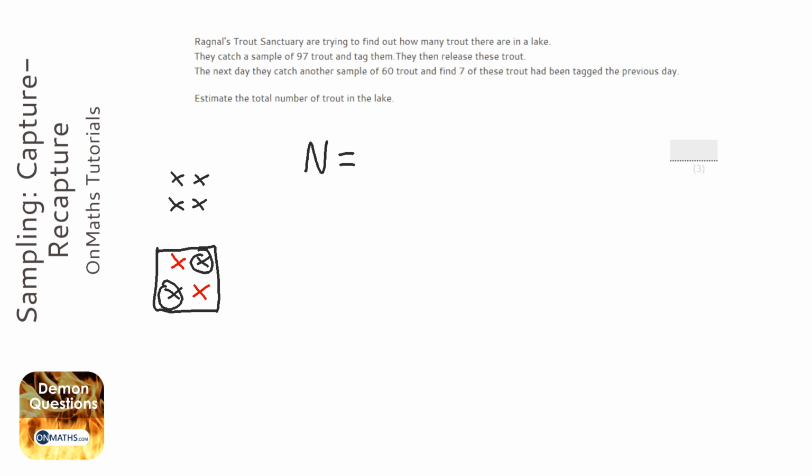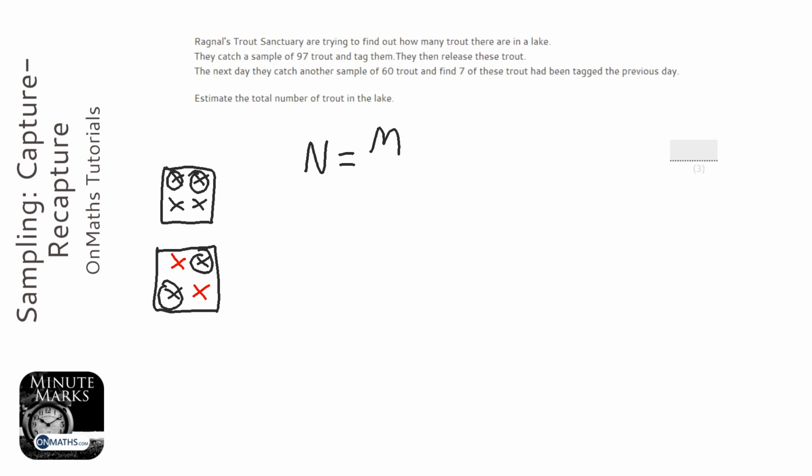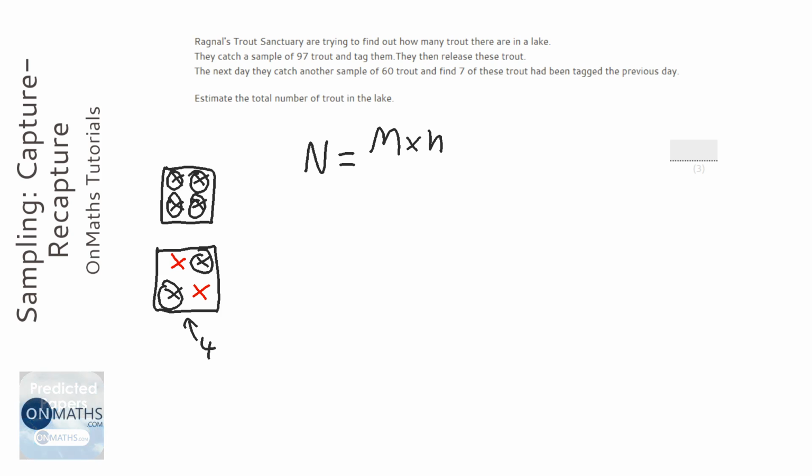N, which is the population size, that's what we're trying to find out, equals M. Now, M is the amount of things that you marked and then released. So in our example here, we marked 4. Times little n, the size of the recapture sample, which is 4 here, over little m. Now little m is the amount of things in your recapture sample that were marked. So in our little example here, it's 2.